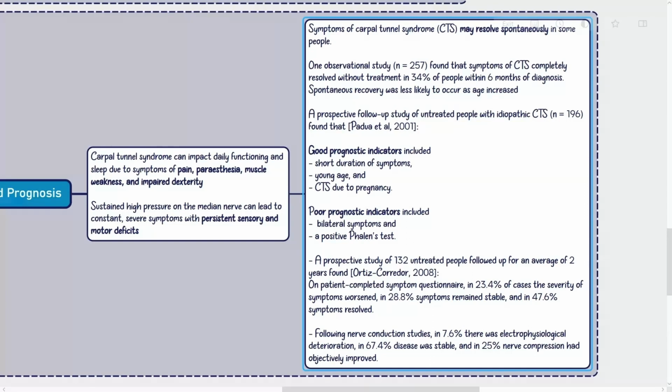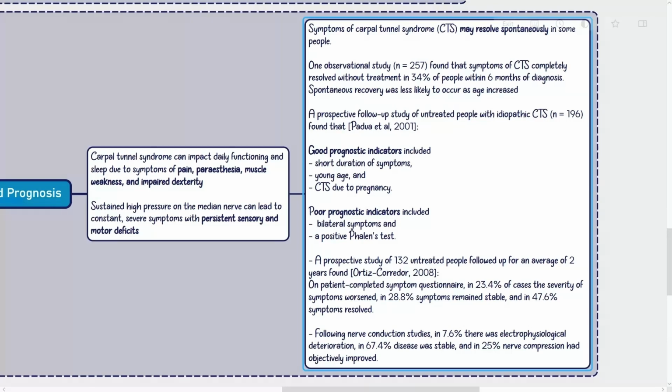A prospective follow-up study of untreated people with idiopathic carpal tunnel syndrome found that good prognostic indicators included short duration of symptoms, young age, and carpal tunnel syndrome due to pregnancy. Poor prognostic indicators included bilateral symptoms and a positive Phelan's test.